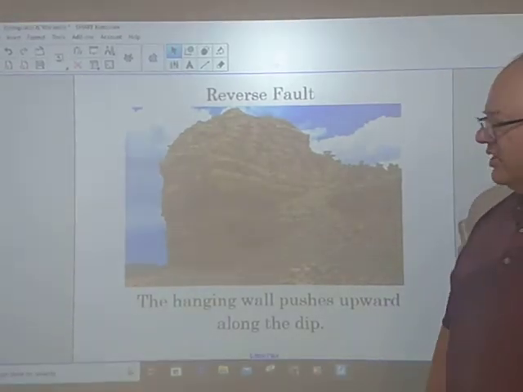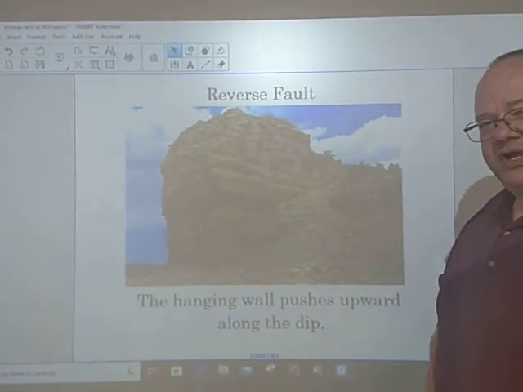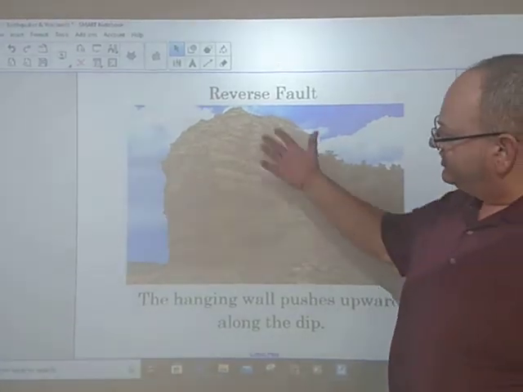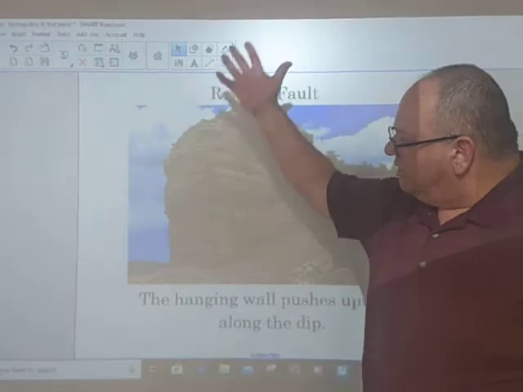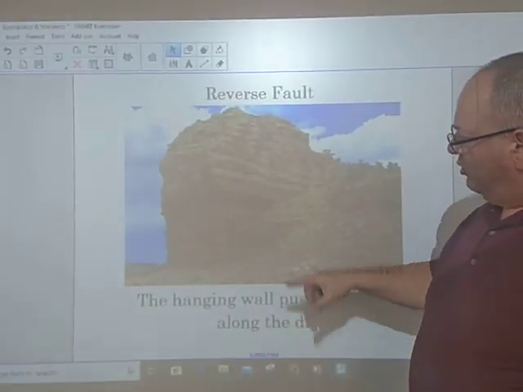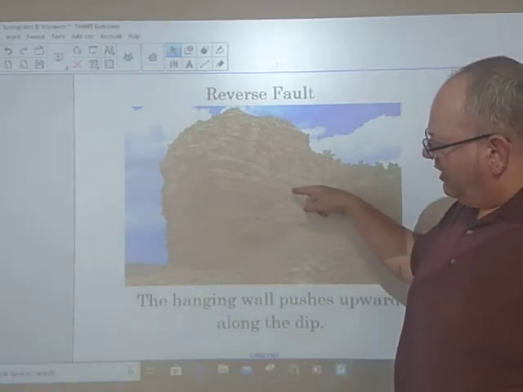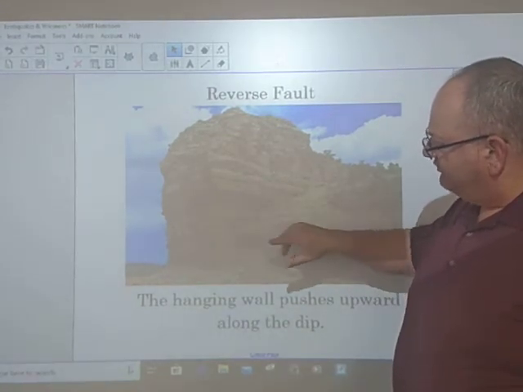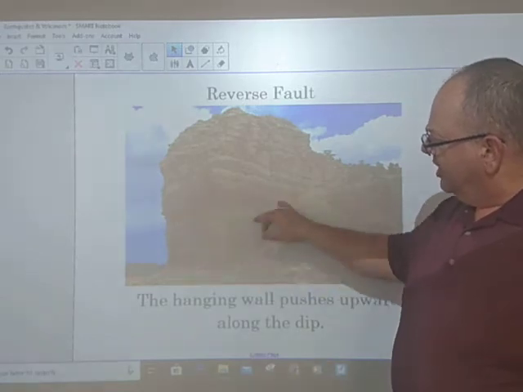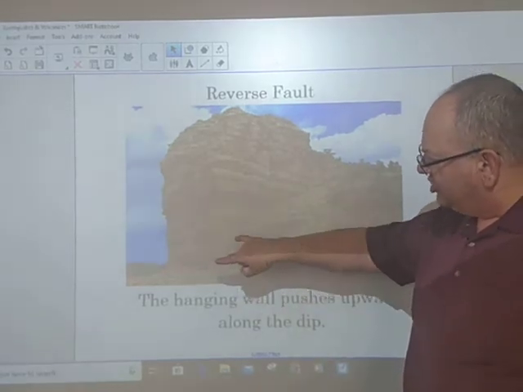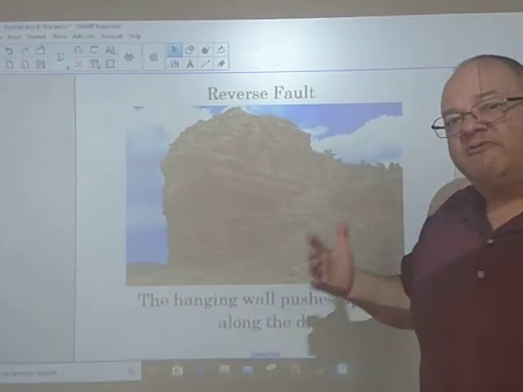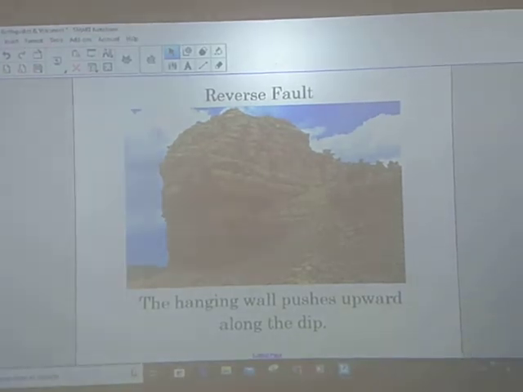I thought this was about the clearest example that I could find in trying to search around for a reverse fault. This rock face, somewhere along the way, this has all eroded away, and this rock has been exposed. But when you look at the lines in the rock, it seems very clear that this piece of rock matches up with this piece of rock. But the hanging wall, the part on top, has shifted upward. It's been pushed upward, it's been reversed. Okay? Reverse fault.